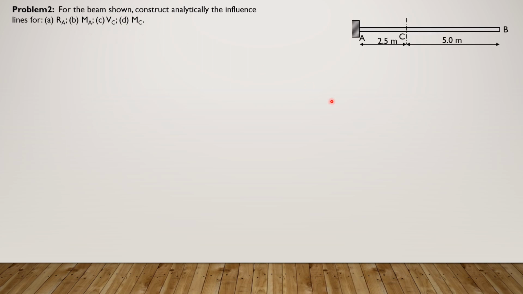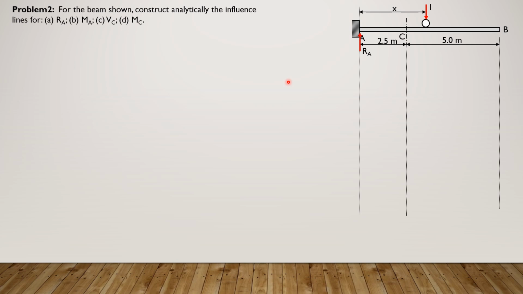Okay, let's have problem 2 about influence lines. For the beam shown, construct analytically the influence lines for reaction at A, moment at A, shear at C, and moment at C. So we have a cantilever beam. For reaction at A, we have to apply the reaction and the unit load, which of course you can place anywhere at a distance x from A as our origin.